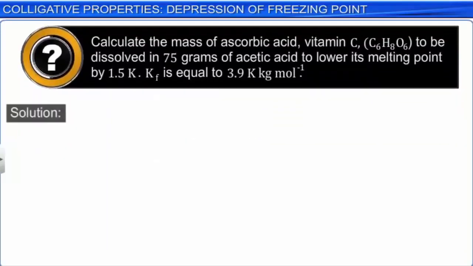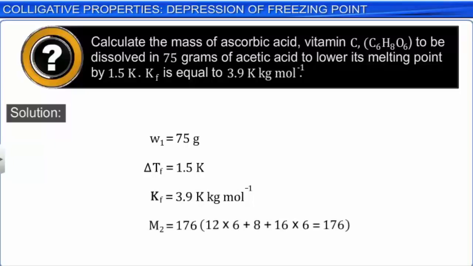The first step, as usual, is to list the given variables. W1 is equal to 75 grams. Delta Tf is 1.5 Kelvin. Kf is 3.9 Kelvin kg per mole, and the molar mass of ascorbic acid is 176, while W2 needs to be calculated.